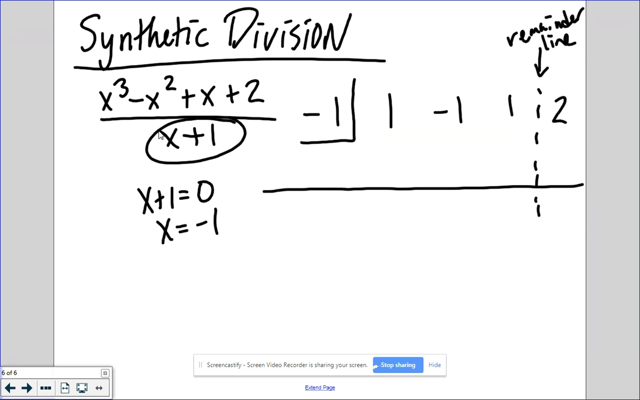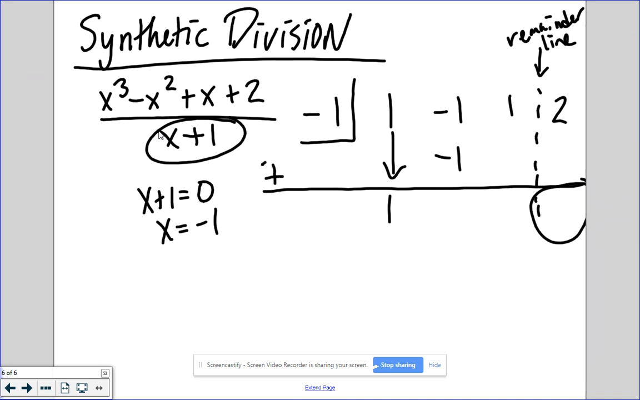Whatever you get down here is going to be your remainder. That's going to tell you, does it go in evenly or does it not? We with me so far? Okay. Then, you draw an arrow down, and that first number automatically comes down. Here's what you do now. You take the number you just brought down, multiply it by the number in the box. So 1 times -1 is -1. And you put that right there underneath the second coefficient.